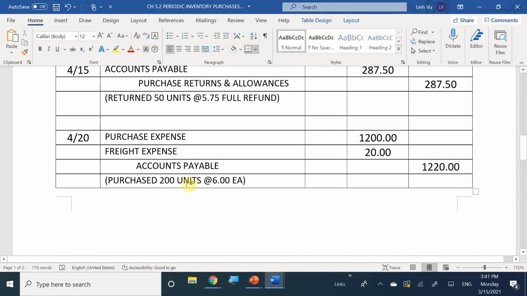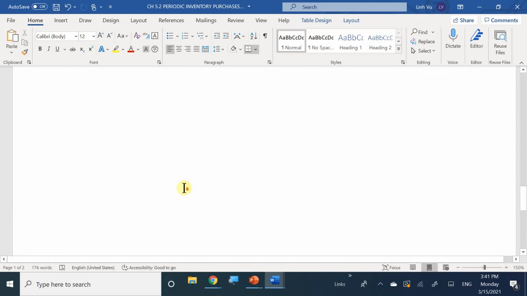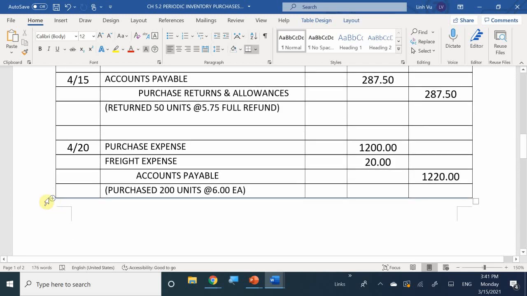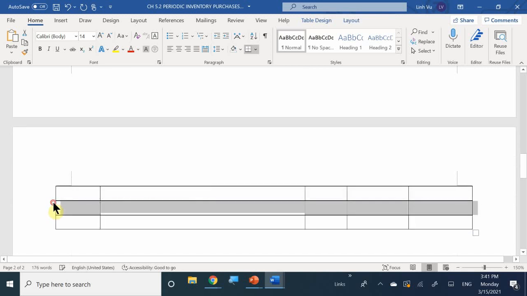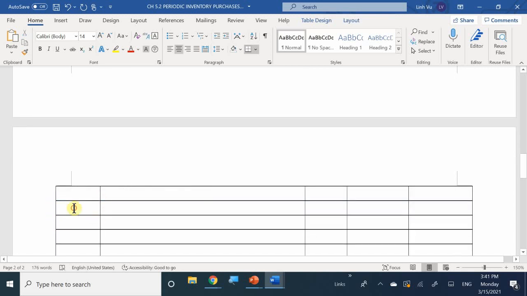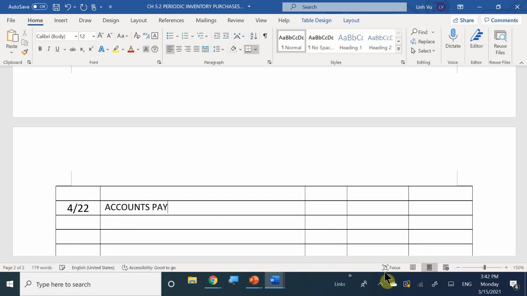Okay. Accounts payable for $30. Okay, so the date is 4/25. Accounts payable. 4/22. Yes, thank you. Accounts payable. Okay, for how much? $30. So we got $30.